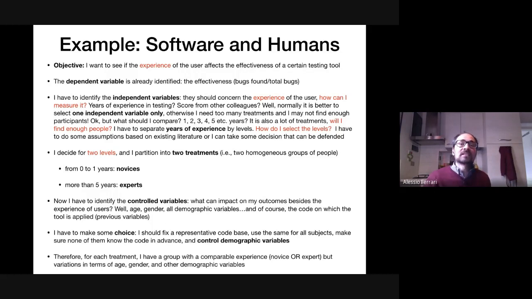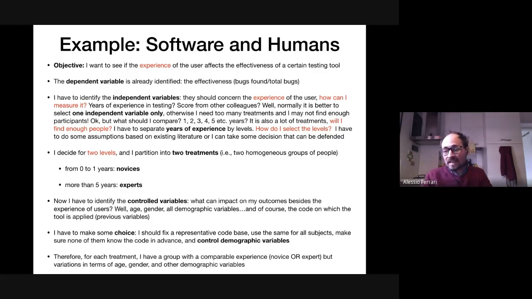So you see that this experiment becomes much more complicated. I have to make some choices. I fix some code base. We use the same for all subjects, and make sure, also in this case, since I have also interacting aspects, that none of them have seen the code in advance. Because if, for example, I have to test certain code that I have already tested, I already know which are the bugs. So this is affecting my experiment.